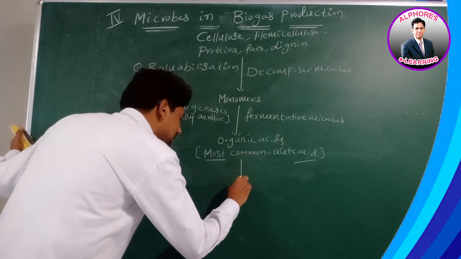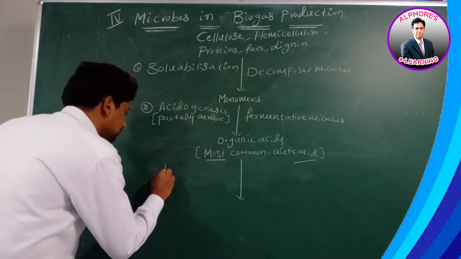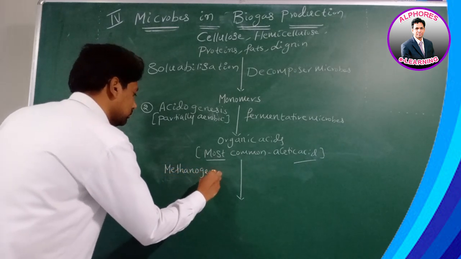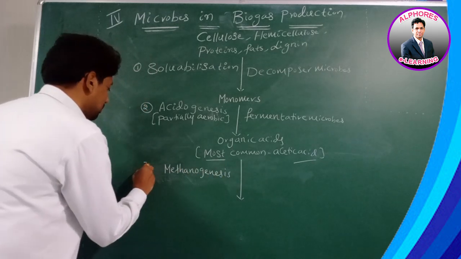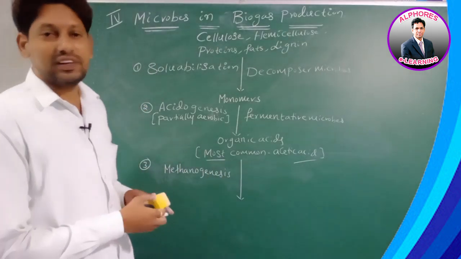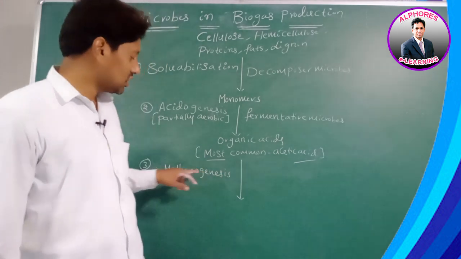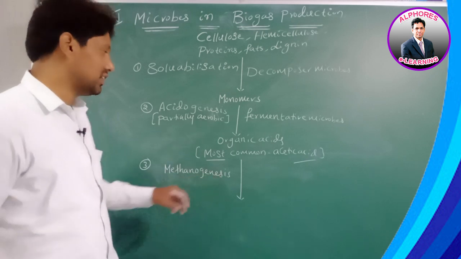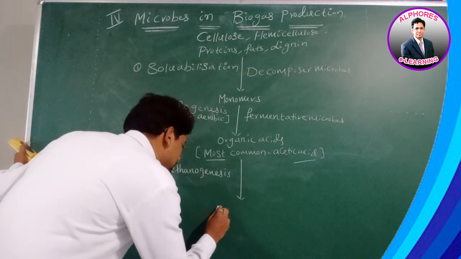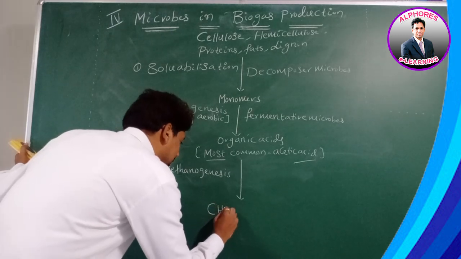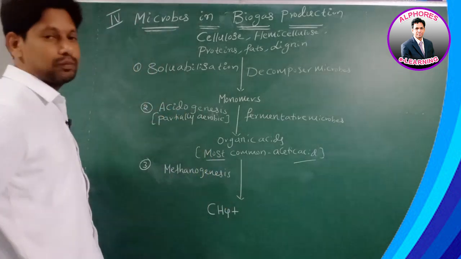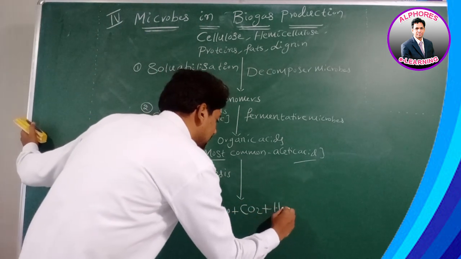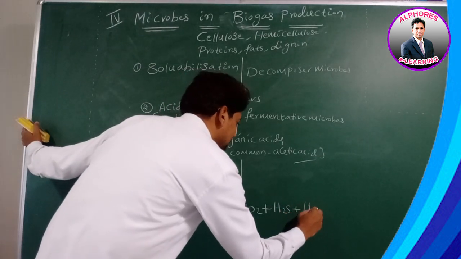What is the third step? Methanogenesis. The name itself indicates it; genesis means production. Production of what? Methane. It is called methanogenesis. It means now these organic acids produce methane. Along with methane, they produce carbon dioxide and hydrogen sulfide.